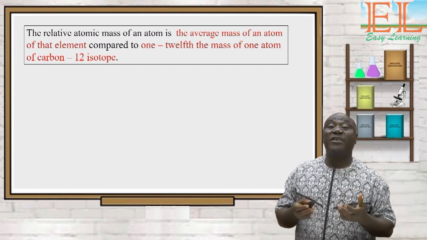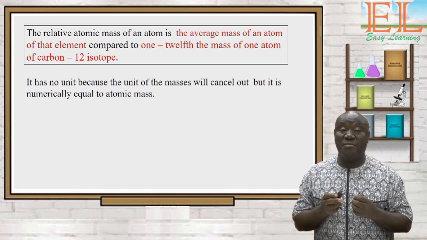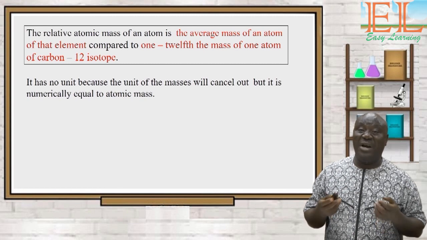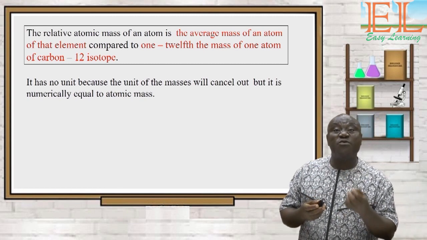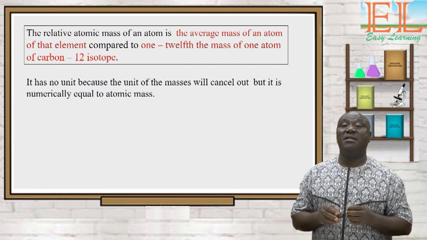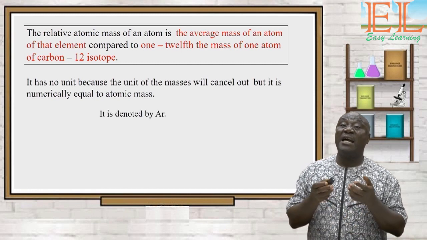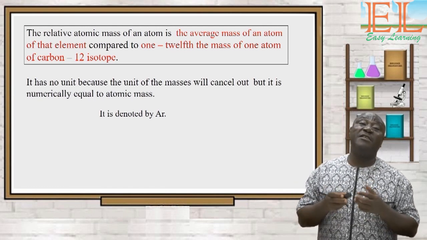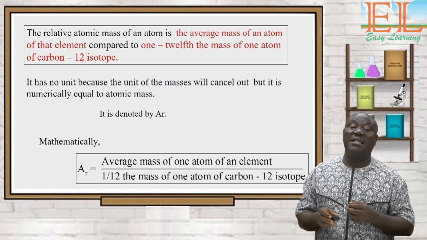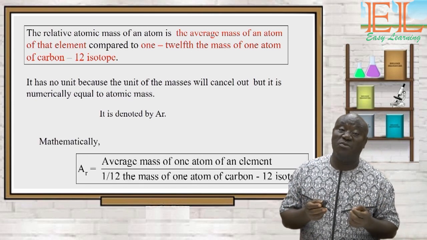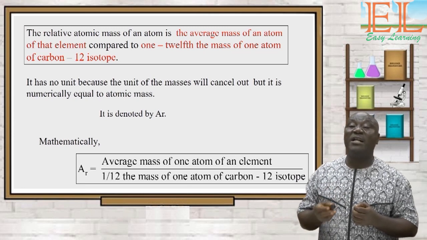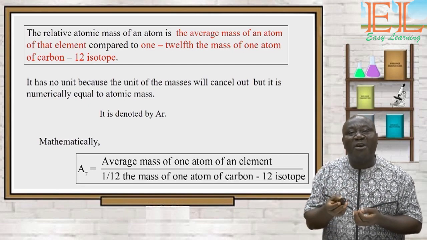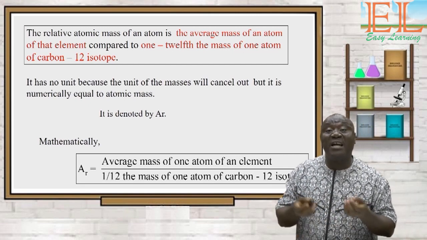Now, relative atomic mass has no unit because the unit of masses will cancel out. But it is numerically equal to the atomic mass. It is usually denoted by uppercase A, lowercase r, and mathematically defined as Ar is equal to the average mass of one atom of an element divided by 1/12 the mass of one atom of carbon-12 isotope.